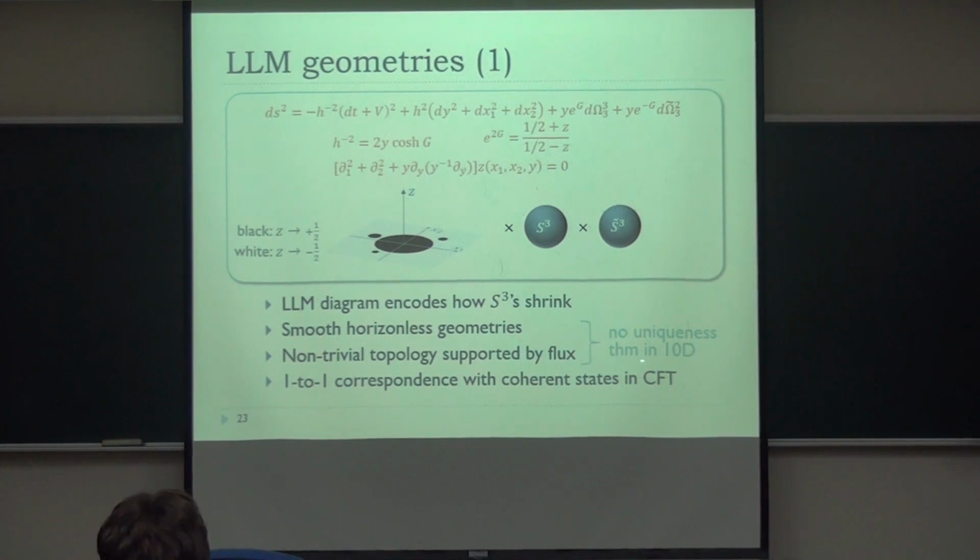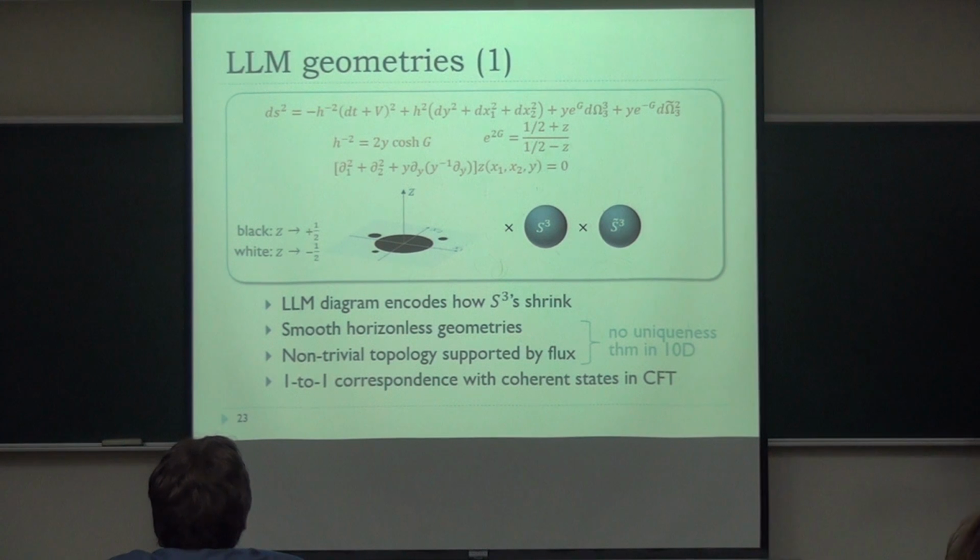Okay, so some more words. So the L11 diagram shows how these S3s shrink. I will tell you about this more later. And this describes smooth horizonless geometries. There is no horizon here. For example, this H is not vanishing, and there is no horizon. And this describes non-trivial topologies supported by flux. Okay, and these I will explain in coming slides.